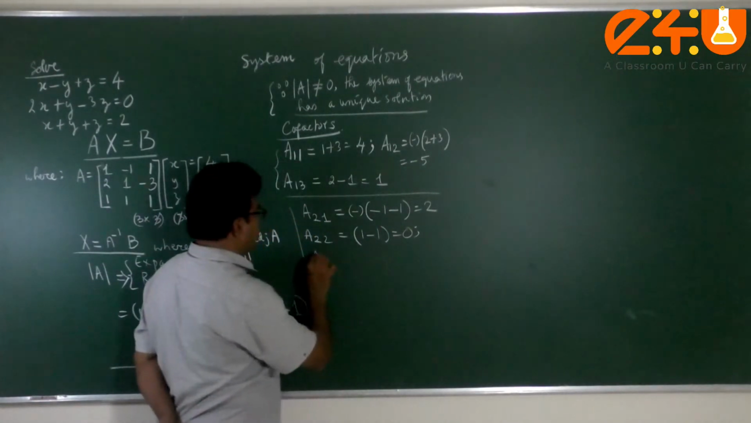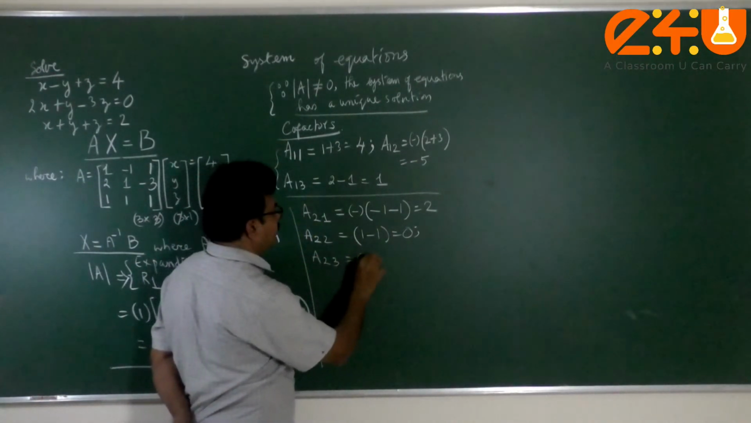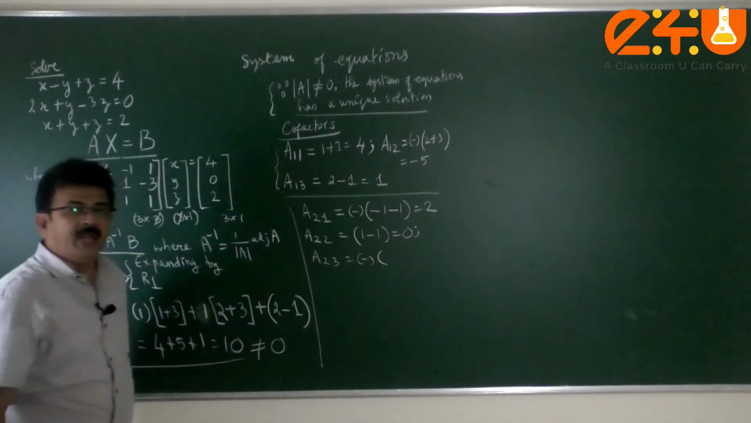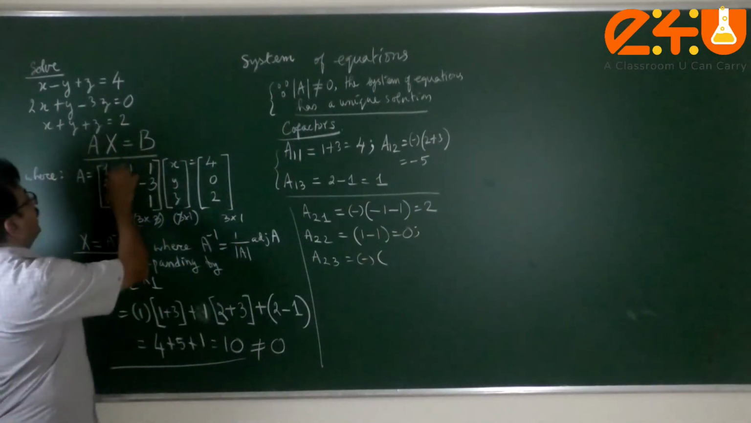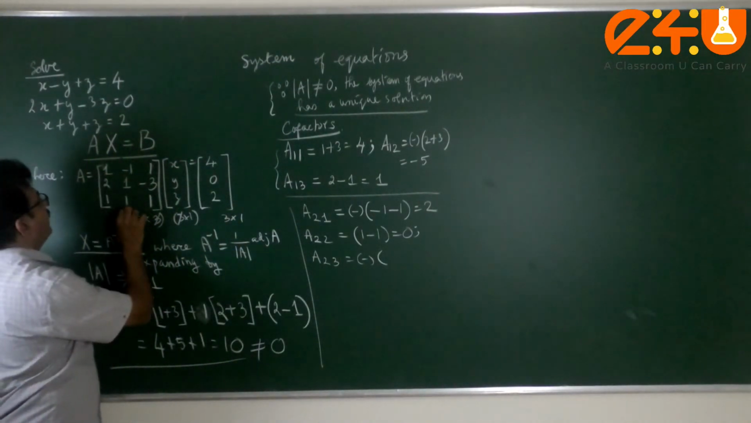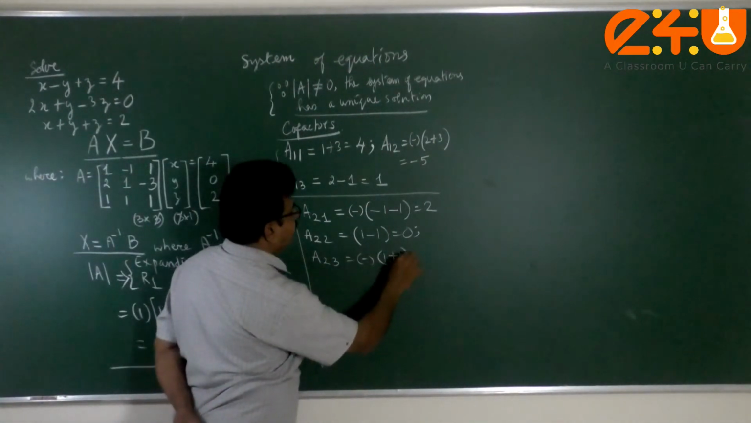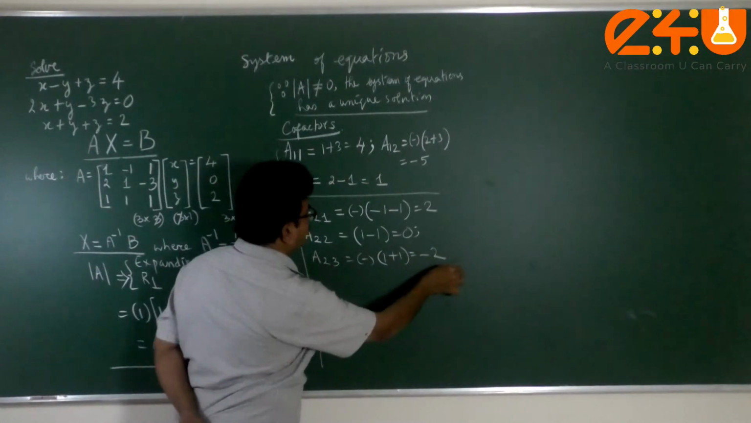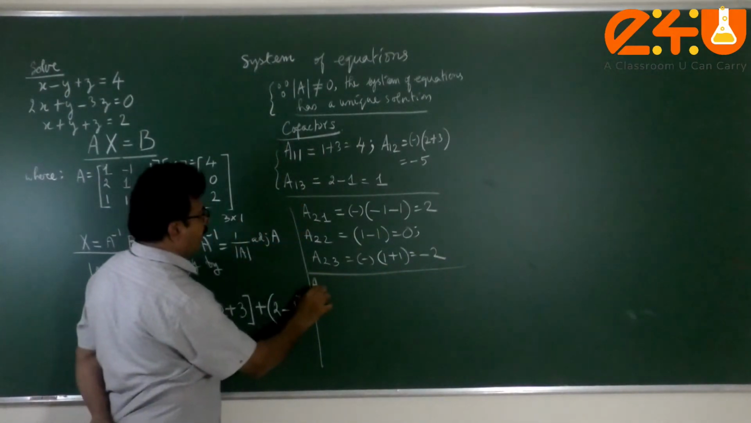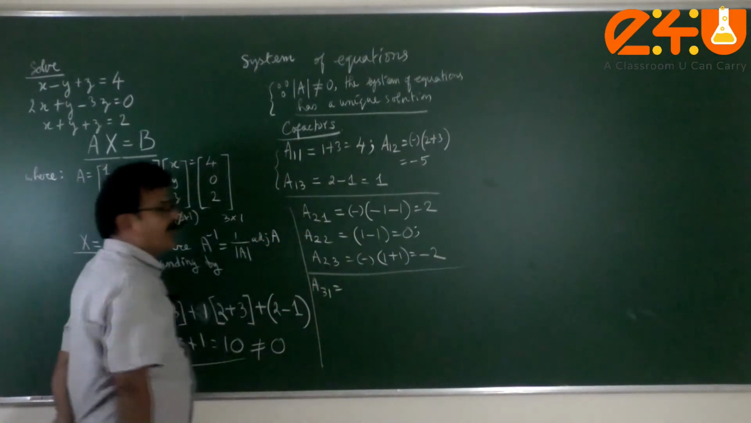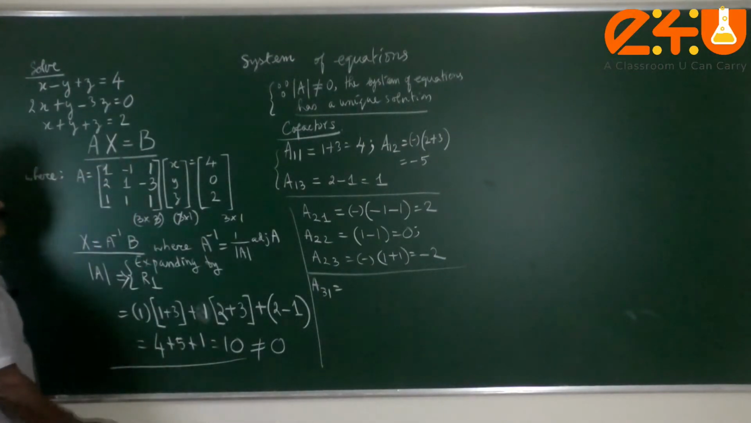What about A 2, 3? It begins with a negative sign. And what about the minor of 2, 3? It is 1 into 1 minus of minus 1. So it is 1 plus 1, giving answer negative 2. That completes row 2. We'll move on to 3, 1.